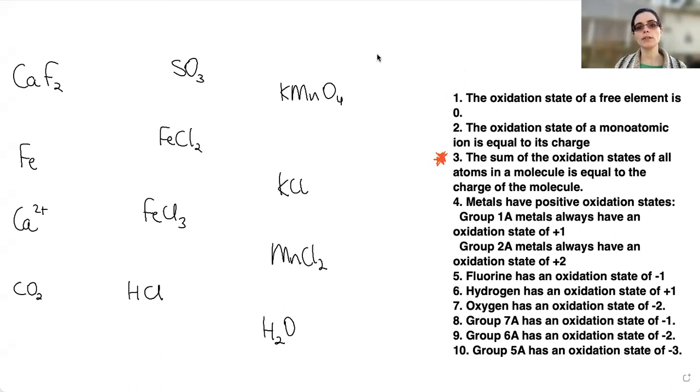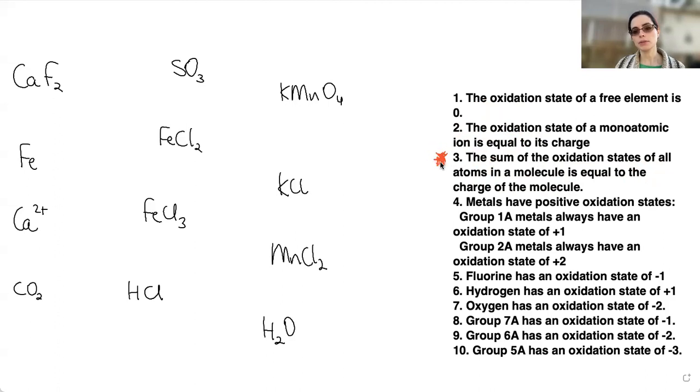So rule number one, the oxidation state of a free element is 0. A free element is an element that's not charged and it's not bound to anything. Number two, the oxidation state of a monatomic ion is equal to its charge. So if you have just a single atom and it's charged, that's a monoatomic ion.